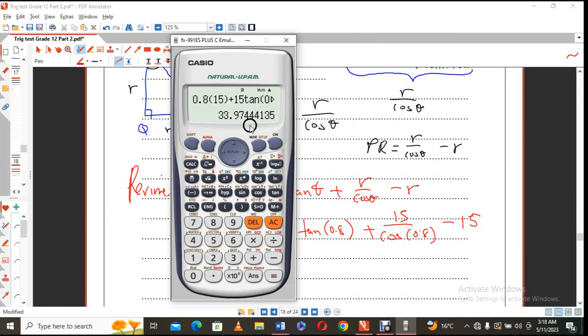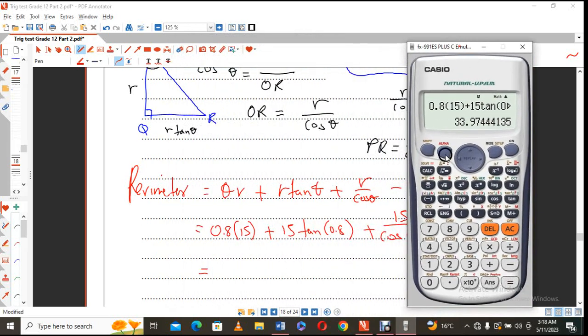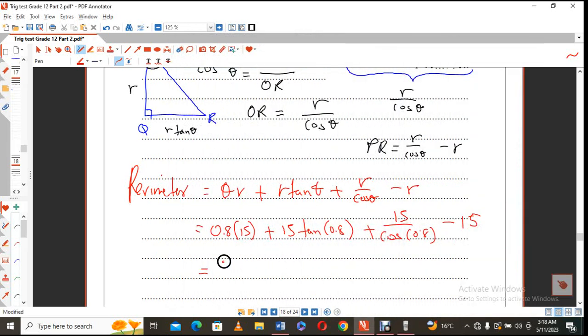So we're going to get a number there, which is 33.9744. And that would be in centimeters. And to three significant figures, it will be 34.0 centimeters.